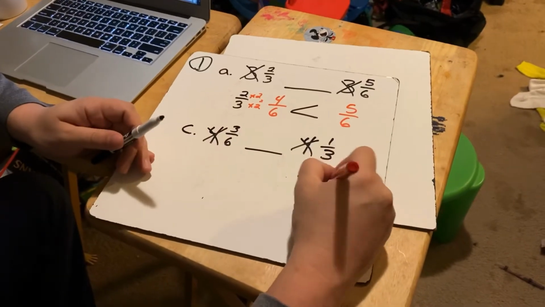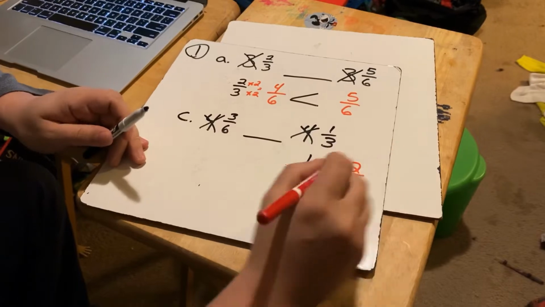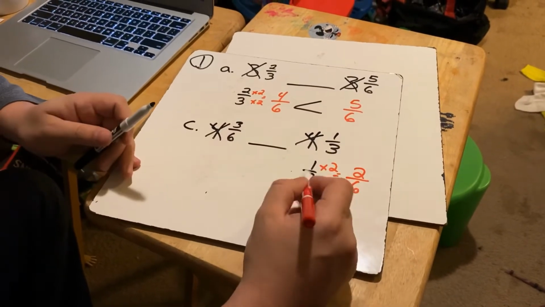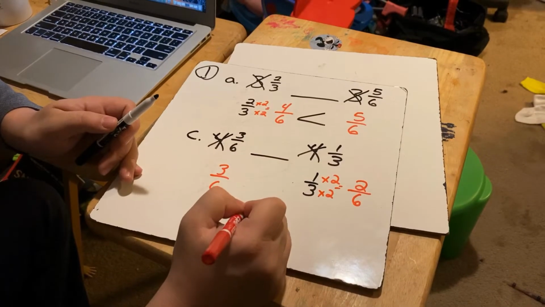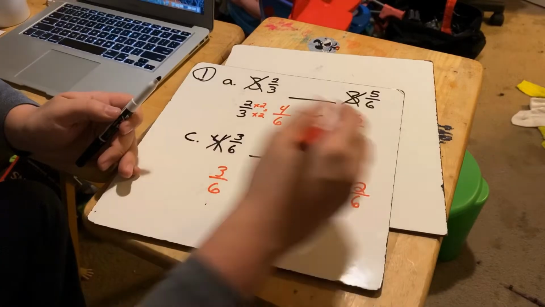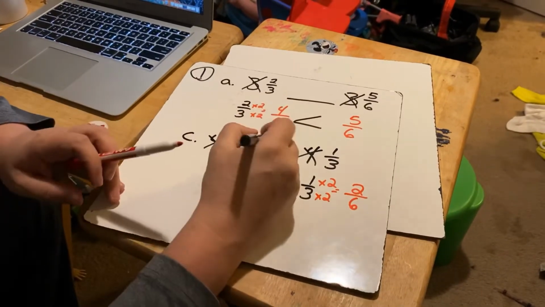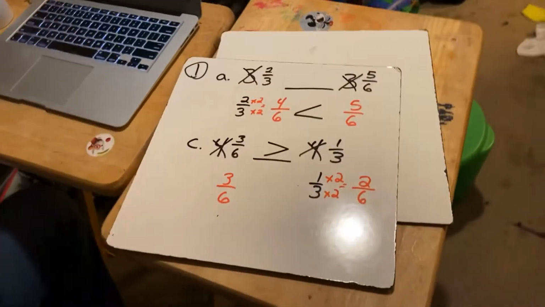And we know that 3 times 2 is 6, and 1 times 2 is 2. So that gave me the equivalent fraction for 1/3 is 2/6, and I had 3/6 over here. So which one was greater? The 3/6 is greater than the 1/3. So I can just draw that right there. So there we go.